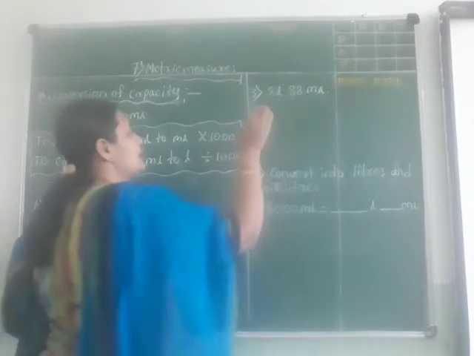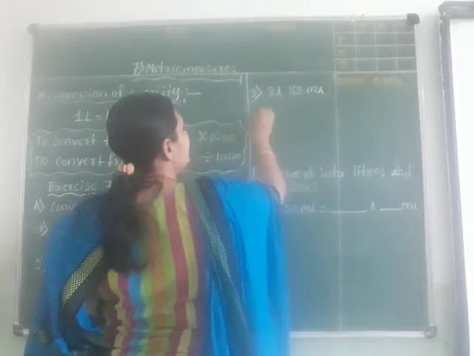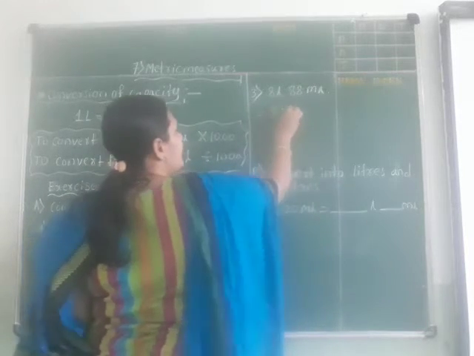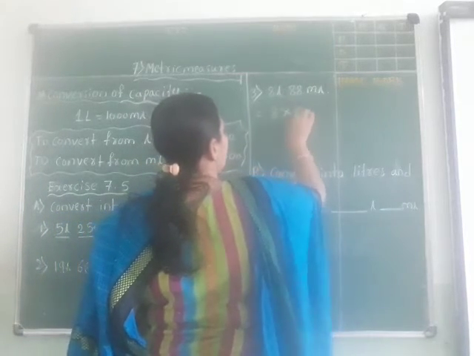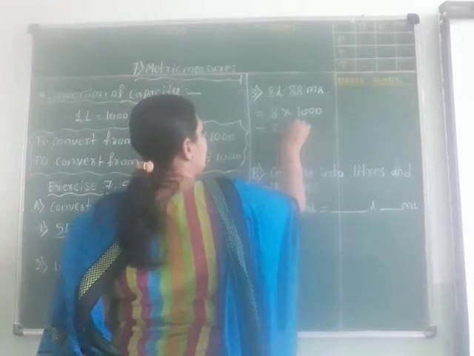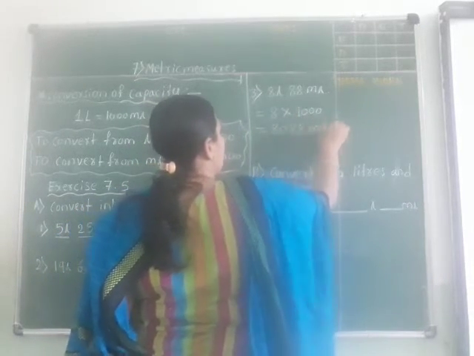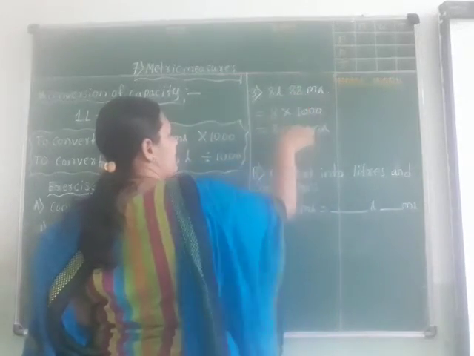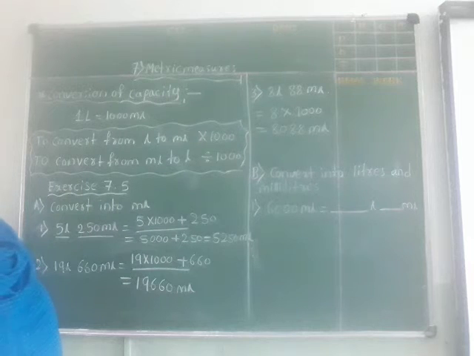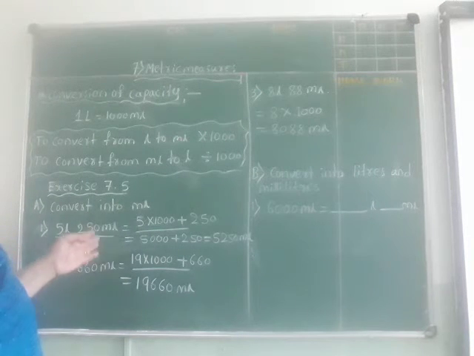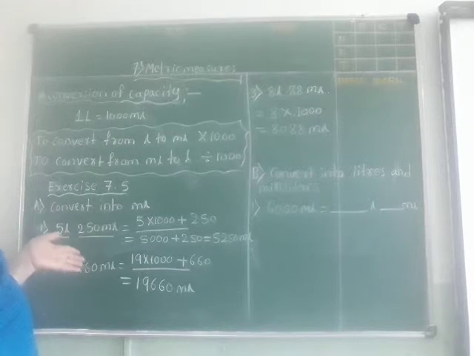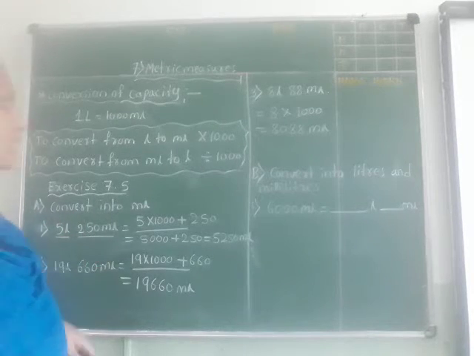One more example. Here 8 liters 88 milliliters is there. Directly I can write 8 liters is 8 into 1000, that is 8000. Plus we have 88, this we have to add here. So 8088 ml is the answer. So like this we can convert from bigger unit to smaller unit. Bigger unit is the liter and smaller unit is the milliliter. So like this we can convert.